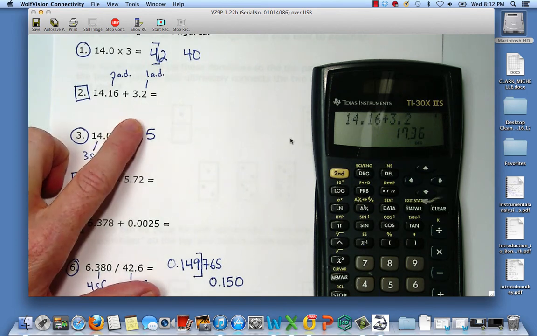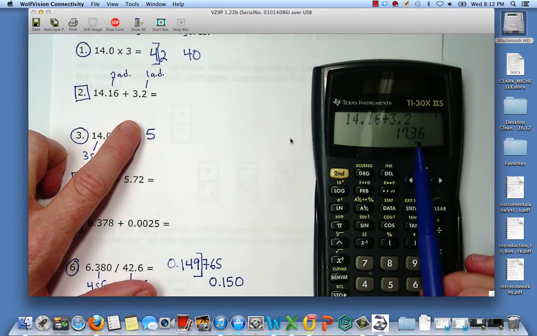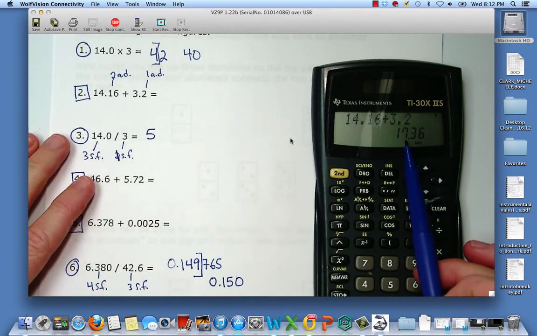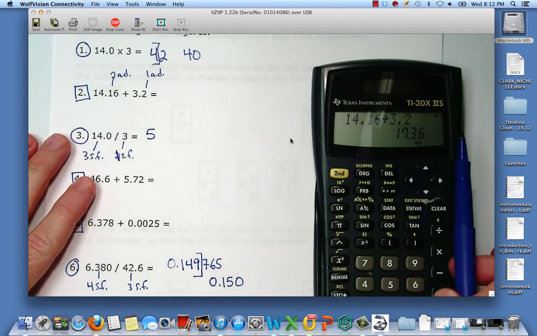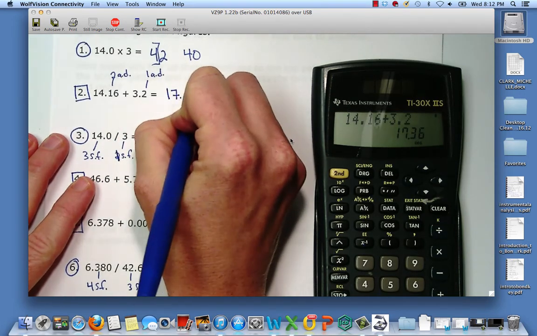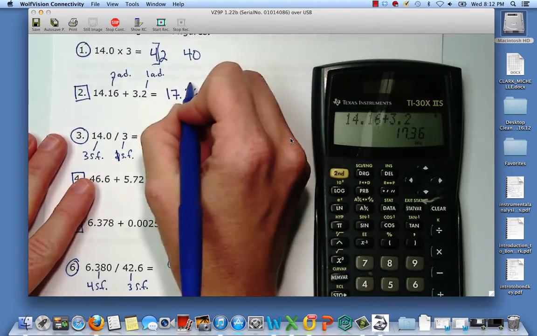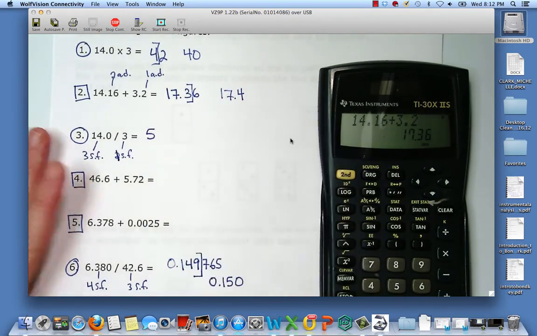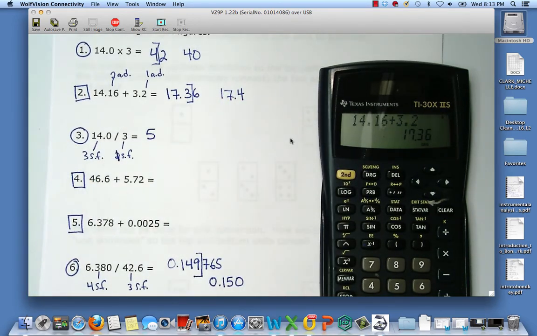How many digits after the decimal can my answer have? 1. So 17.4. So if you wrote this out and then you put your brackets, I could follow along with that. Now, once you get a lot better at this and you're used to it, you can make these quick shortcuts. But in the beginning, I think it's better to be more cautious.